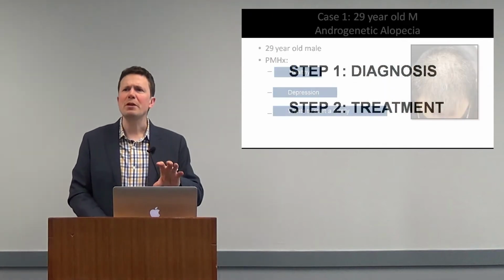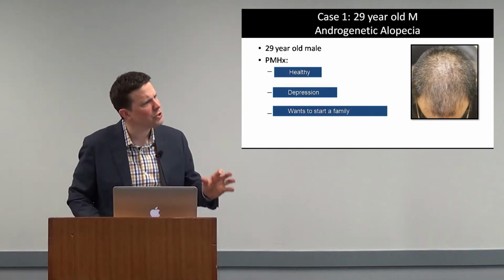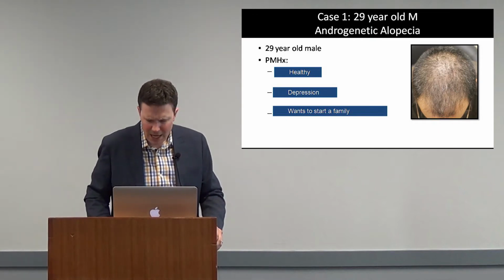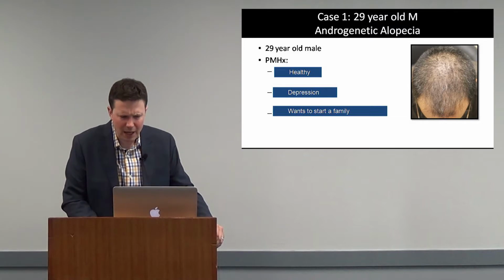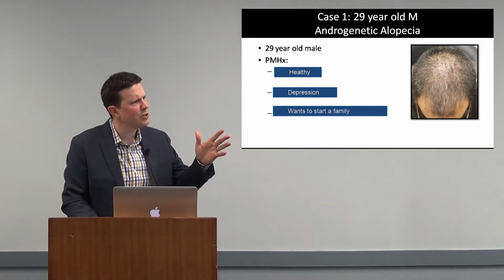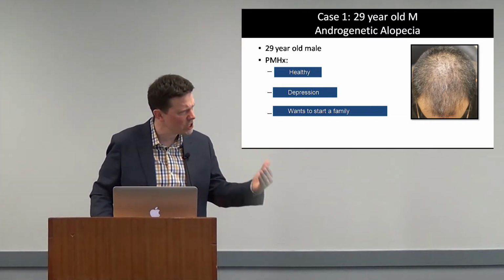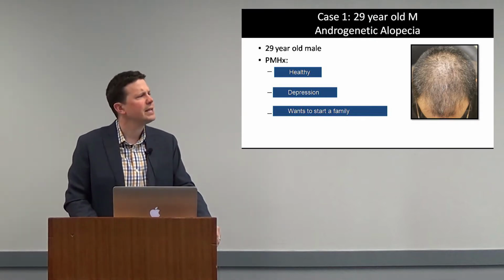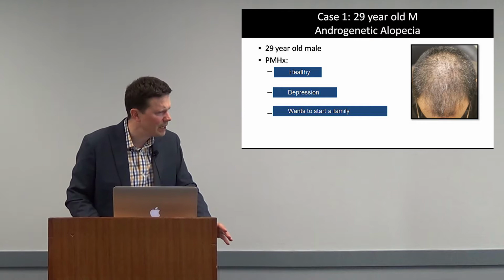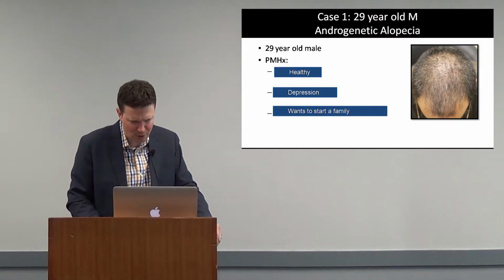And as you think about treatment of male balding, and as we go through some of the treatments for male balding, I'd like you to give thought about how you would treat a patient who's relatively healthy, and how you would treat a patient who presents with a history of depression, and how you would treat a patient who indicates that he wants to start a family. Are there any differences in your approach?